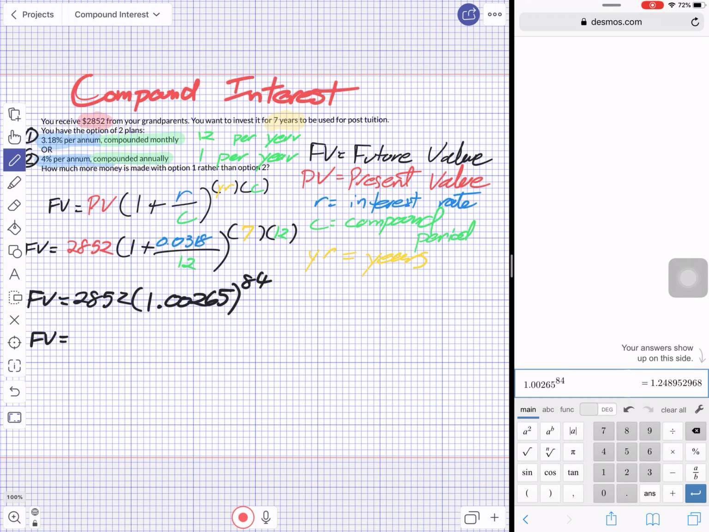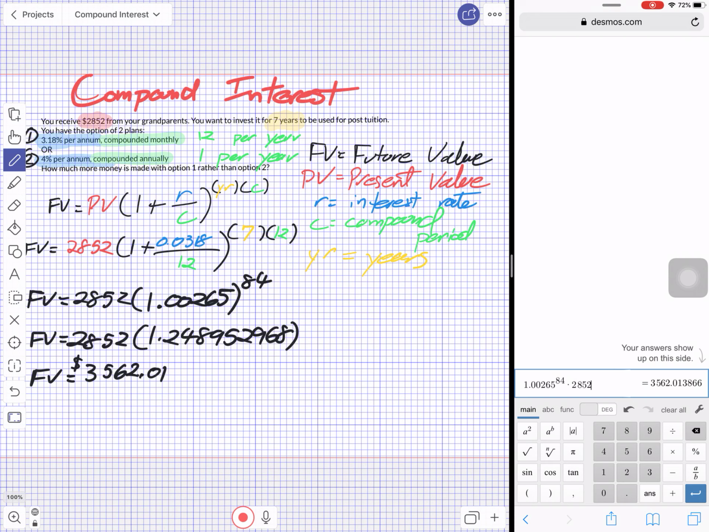Future value is equal to 2,852. I just calculated this part. This becomes 1.24895. And you can make this as precise as you like. I'm going to then take that answer and multiply it by 2,852. And we end up with a future value of $3,562 and 1 cent. So there's our future value for option one.